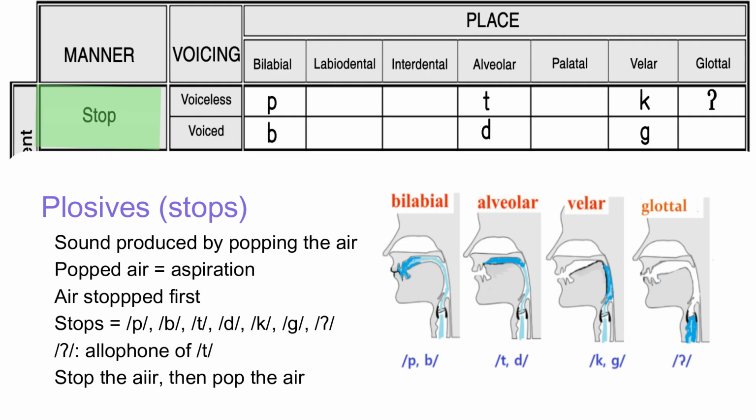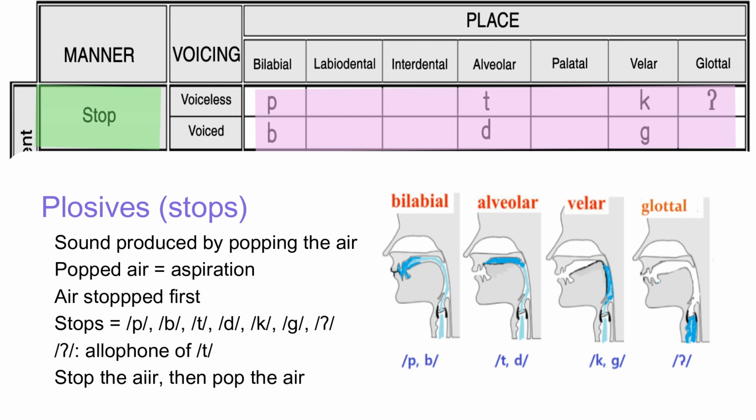For the pa, ba pair, the stop happens at the lips. For the ta, da pair, the stop happens at the tooth ridge, which is also called the alveolar ridge. For the ka, ga pair, the stop happens at the velum. And for glottal stop, the stop happens at the glottis. For this glottal stop, the space between the vocal cords is closed completely, very briefly, then released. We can find the glottal stop when we say the expression uh-oh.